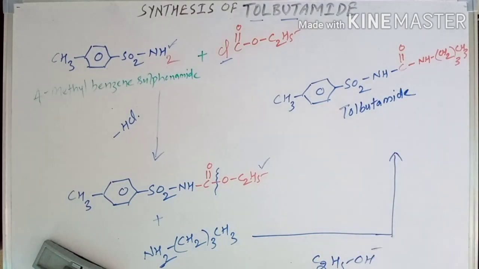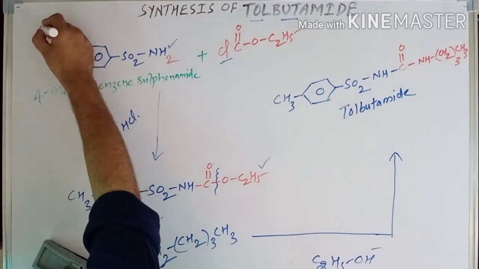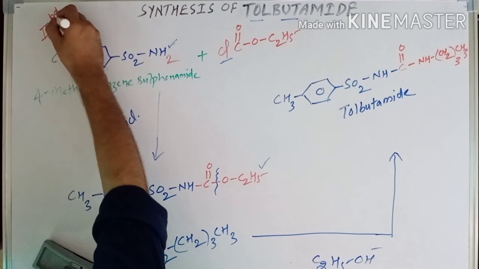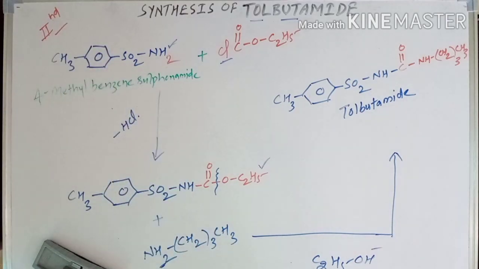So in this way you can memorize the whole synthesis. No need to mug up the synthesis. You can easily memorize the synthesis. This is the first method of synthesizing tolbutamide, and this is the shortest method. In the next class I will discuss the second method of synthesis of tolbutamide, which has 2 to 3 steps more than this method. But if you understand the fundamentals of organic chemistry, then you can easily memorize that method also. So we will see that method in the next class.